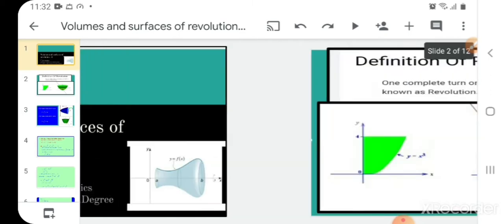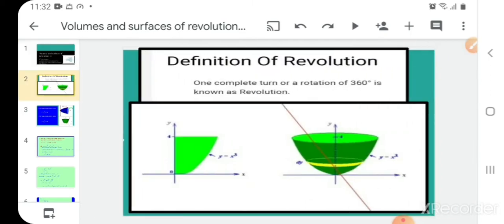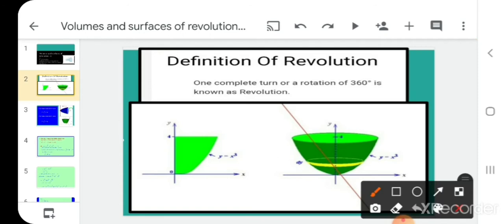Before going to that, I will explain again what revolution is. Revolution means one complete turn or rotation of 360 degrees. If a curve rotates a complete 360 degrees about an axis, we say that it is a revolution.